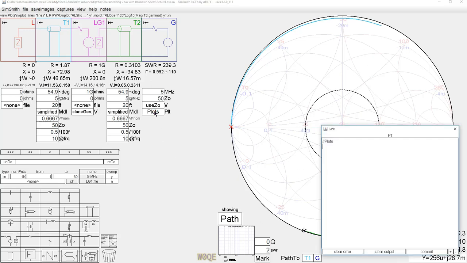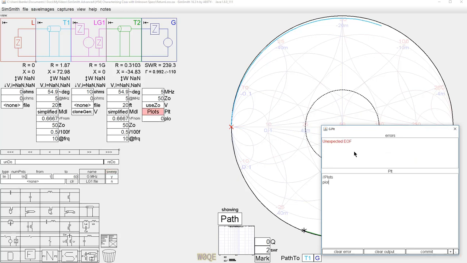So let's make SimSmith do the plot. We can say plot, and let's give it a name, say like return loss short, and that is equal to 20 times log to the base 10 of the magnitude of gamma. What we're going to look for here is T1.gamma, so that is the complex reflection coefficient at that point. Going to put it on a scale called dB, and we'll make that axis y1.